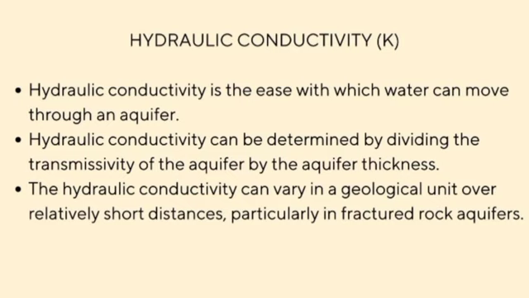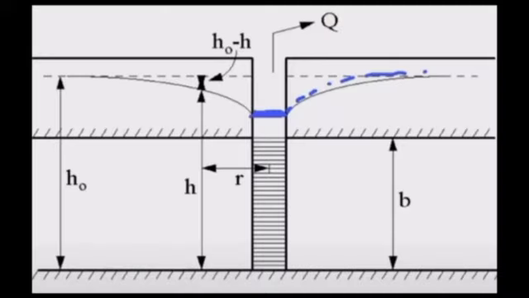So, sa unconfined aquifer naman, ang hinahanap natin dito ay ang hydraulic conductivity, K, which is the ease with which water can move through an aquifer. Hydraulic conductivity can be determined by dividing the transmissivity of the aquifer by the aquifer thickness. So, the hydraulic conductivity can vary in a geological unit over relatively short distances, particularly in fractured rock aquifers.